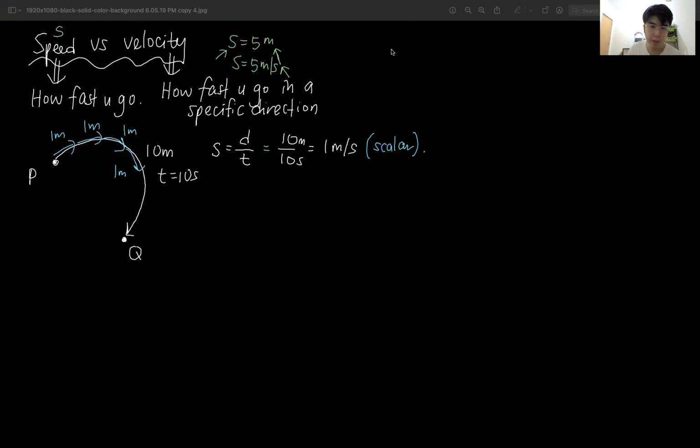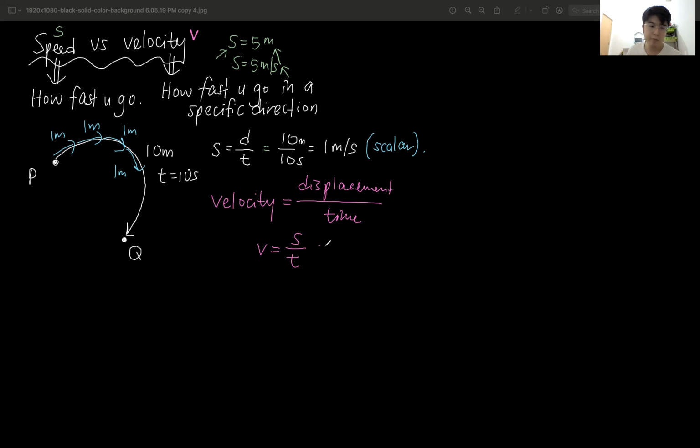Okay, let's try this. I want to find the displacement. Oh, sorry, the velocity. Velocity has the symbol V. The unit is the same as speed, meter per second. So to find velocity, we use a very similar equation. We just change the distance to displacement. Displacement divided by time. So I can write it as V equals S over T.